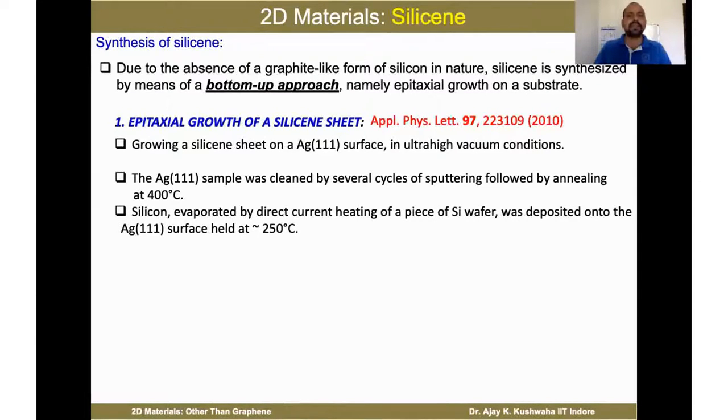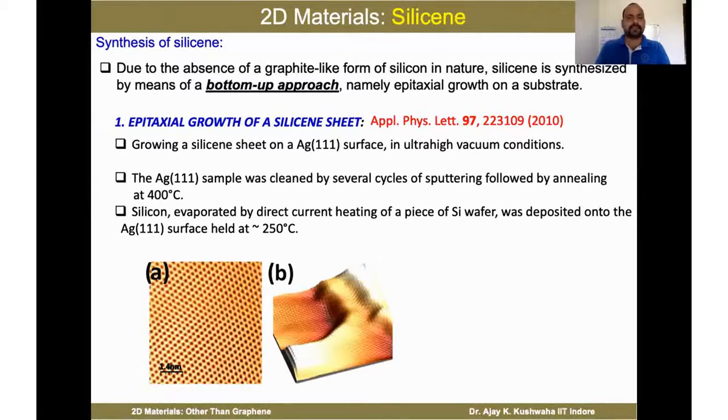Then silicon was evaporated by direct current heating using a piece of silicon wafer, and this silicon was then deposited on silver 111 surface at temperature 250 degrees Celsius. So this was the basic point. For further detail, again I would refer you to go through this Applied Physics Letter.